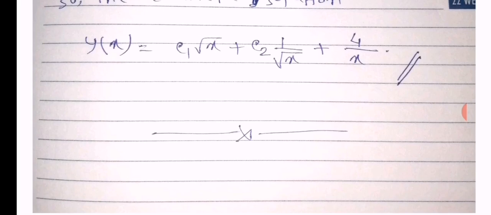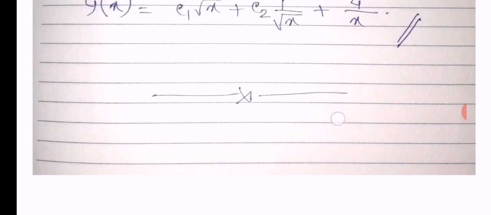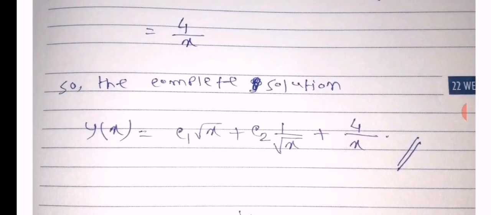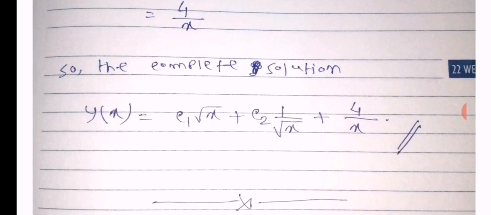So this is the way to solve a Cauchy Euler equation, or a second order equation with non-constant coefficients, which is of the form of the Cauchy Euler equation.